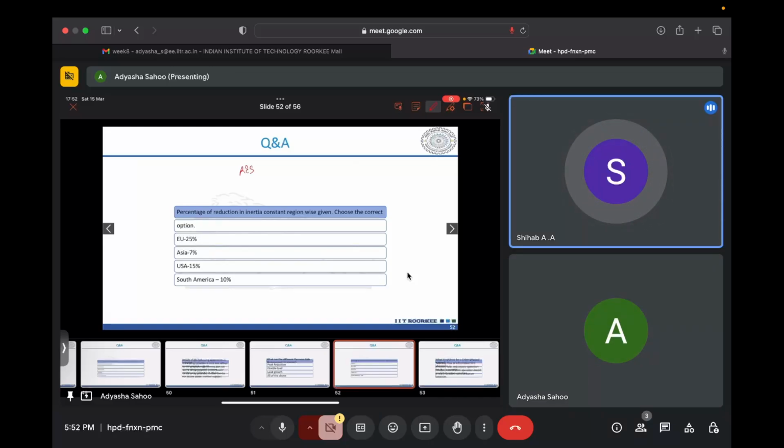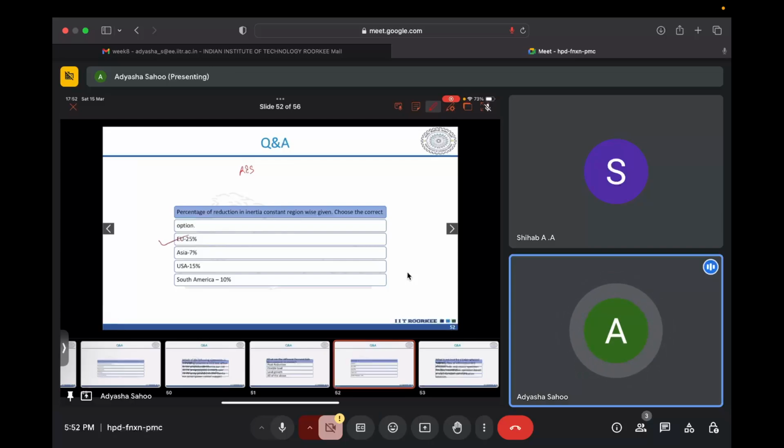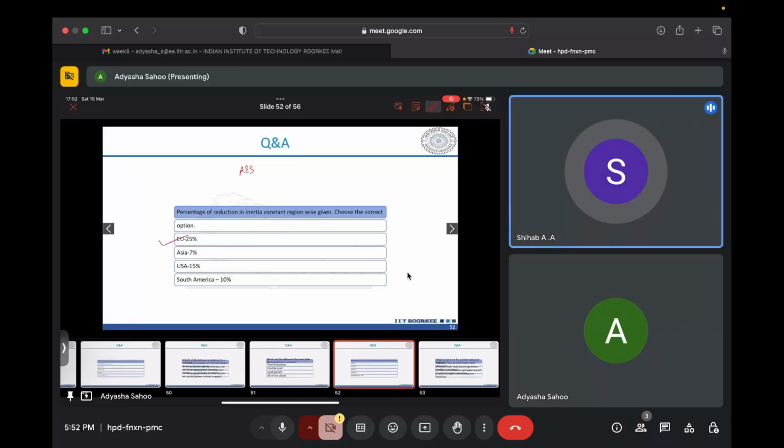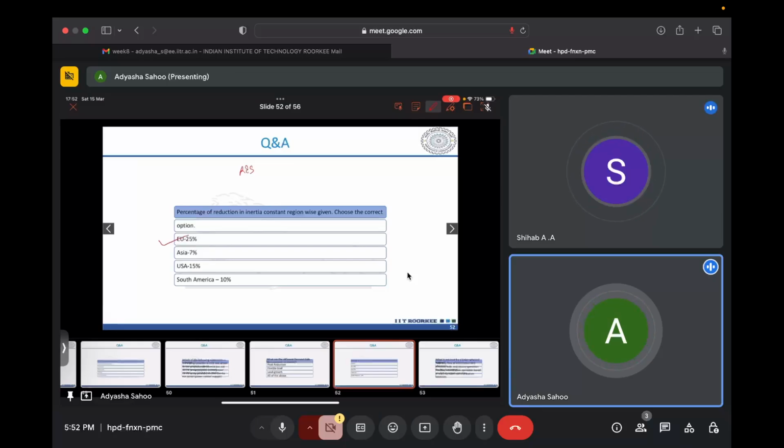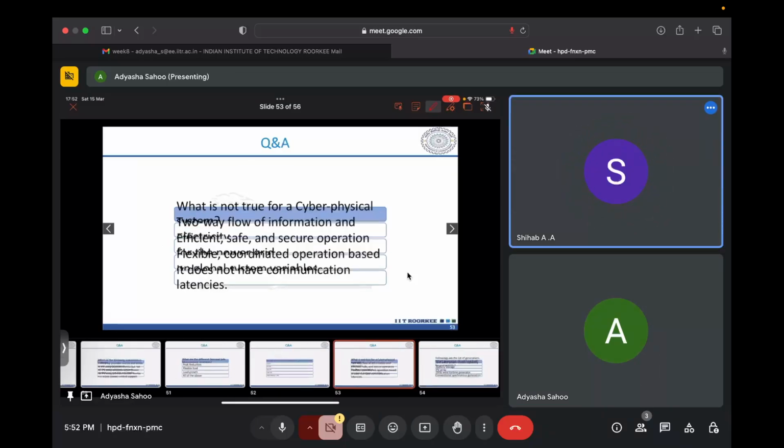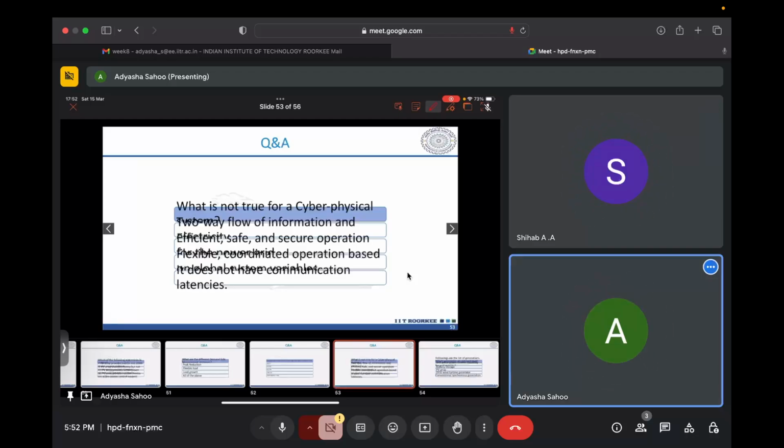The percentage of reduction in inertia constrained regions is data based. In European countries, the European Union, it is a 25% decrease. So a huge decrease in inertia, which means they now depend more on RES. Yes, they have greater RES penetration, it will imply. Okay. I think I will update this again, it is not visible.